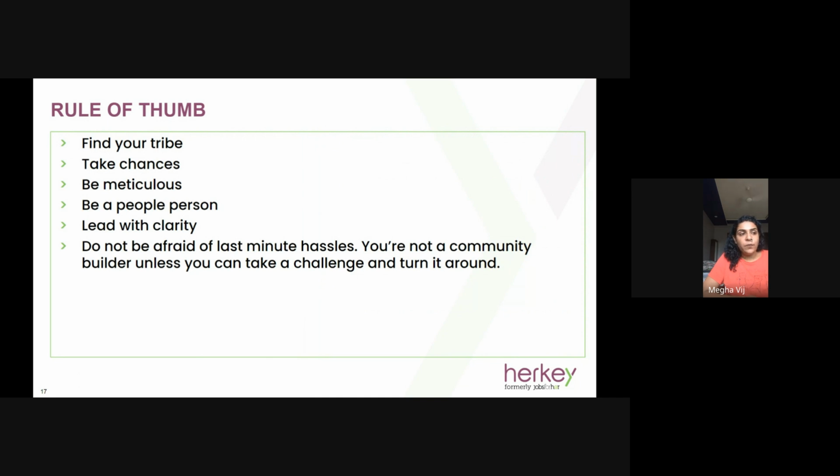Overall, the rule of thumb was very simple. You've got to find your tribe. You've got to find the right set of people. You have to take chances because if you don't do that, I don't know how else anybody can grow. It is important that you take your risks and stop being scared that it will end up being a failure. It has taken me 3 years to understand exactly what direction to take, despite the fact that I came with 12 years of experience in this industry.